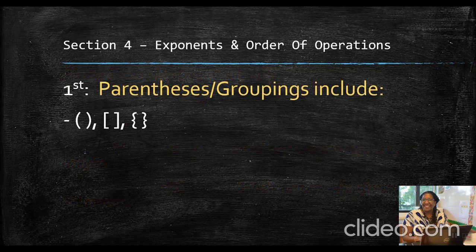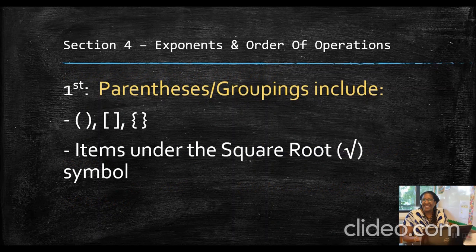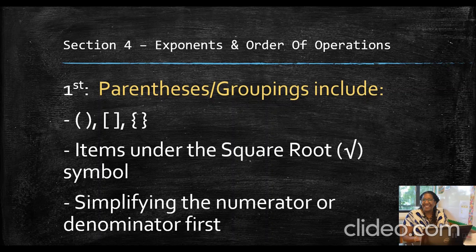Parentheses and groupings includes parentheses, brackets, or what I call squiggly brackets. I'm not really sure what the name of these brackets are, but I call them squiggly brackets. Those are included in parentheses and groupings. Items under the square root symbol are also included. Simplifying the numerator or denominator first: the top of a fraction is a grouping, and the bottom of a fraction is a grouping. So you simplify those things first before moving forward.